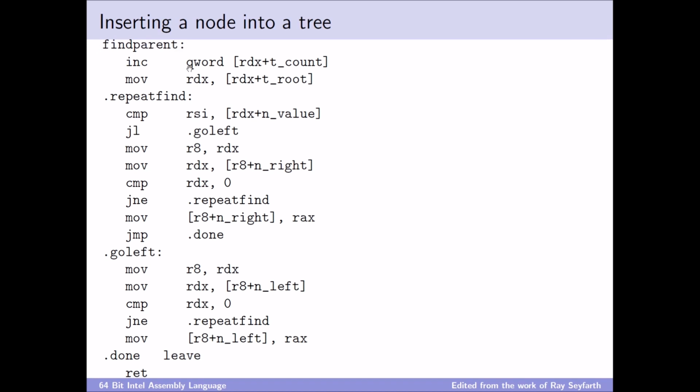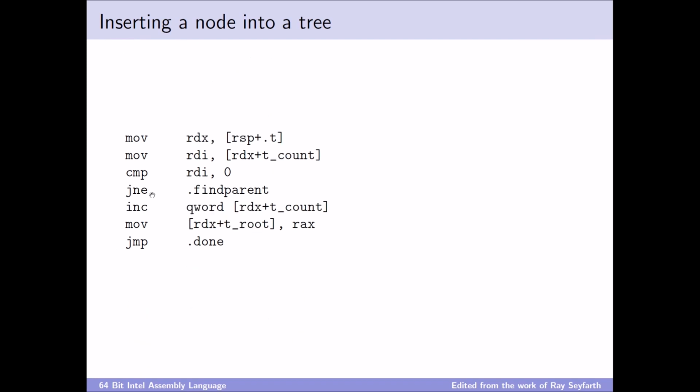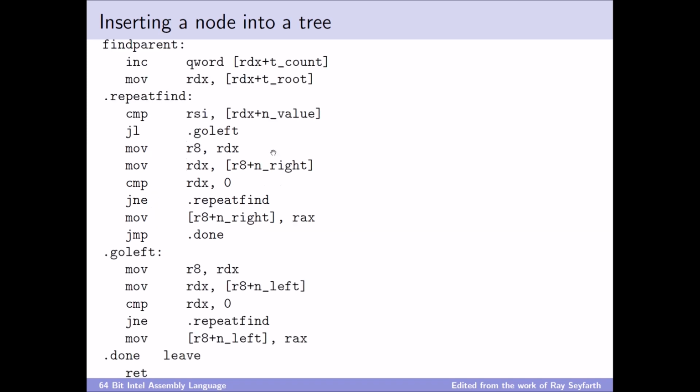So first thing we're going to do is execute from this find parent label. That's because we would be in a situation where RDI was greater than 0. So we will jump not equal to find parent. So we need to execute from this label. I'm then going to increment the count of my tree to indicate that I'm adding a new node.